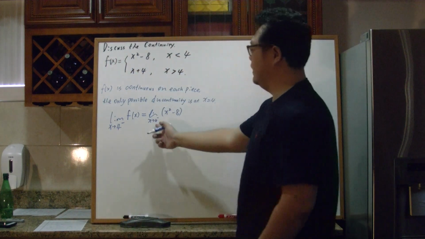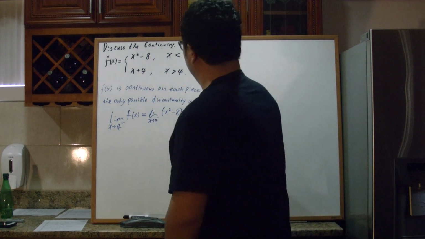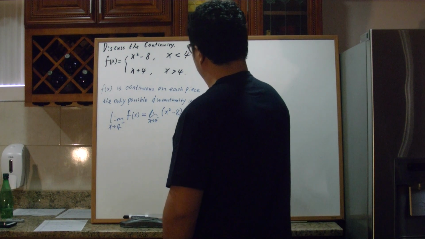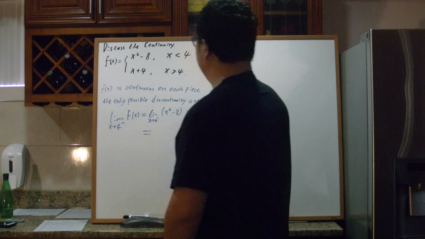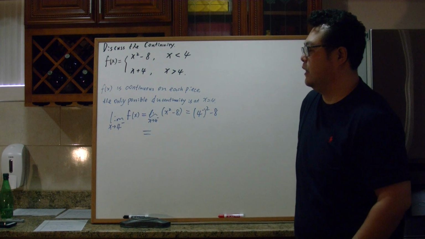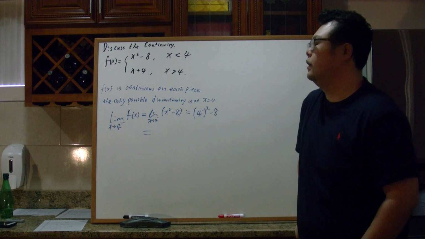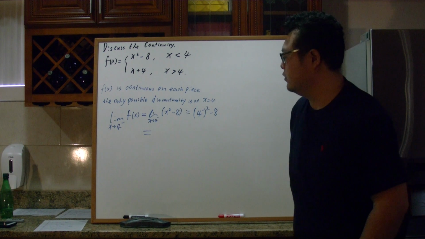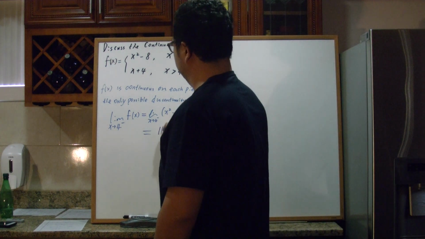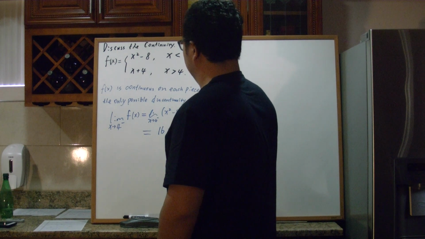When x is less than 4, it's defined as x squared minus 8, that's the function we use. So we substitute in a value a little bit less than 4, but that's fine. It is put inside a polynomial, so regardless if it's a little less or a little bigger, that's still the value of 4. For 4 squared minus 8, that is 16 minus 8, which is 8.